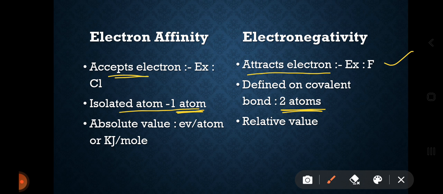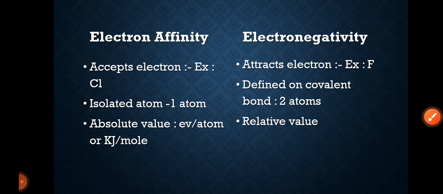One more difference is that it is the absolute value. Electron affinity has a unit, that is electron volt per atom or kilojoule per mole, whereas electronegativity is a relative value, it is unitless.